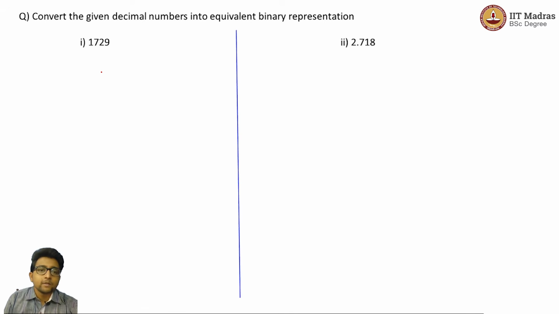Suppose we take the example of the number 1729. The first step is that we divide this number by 2. The quotient when we divide it by 2 is 864, and you get 1 as the remainder. I am writing the remainder over here.